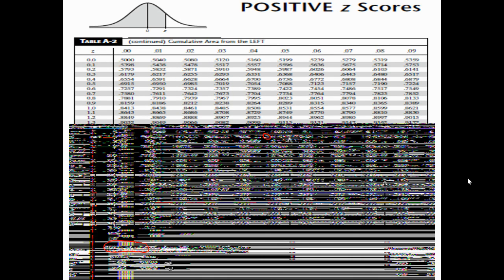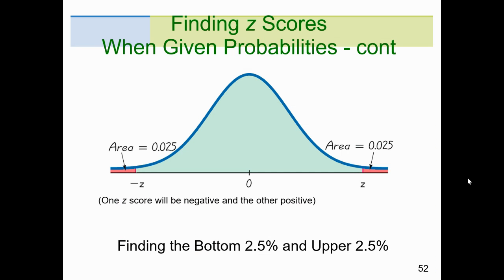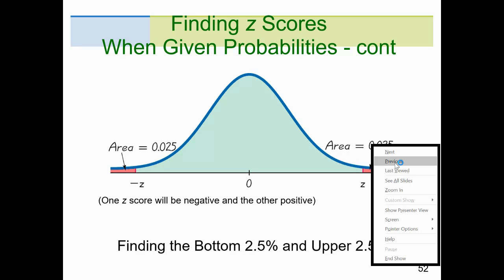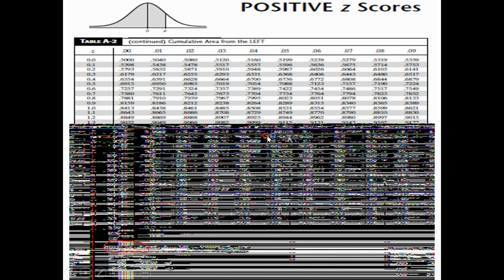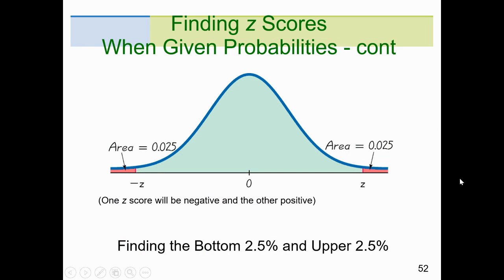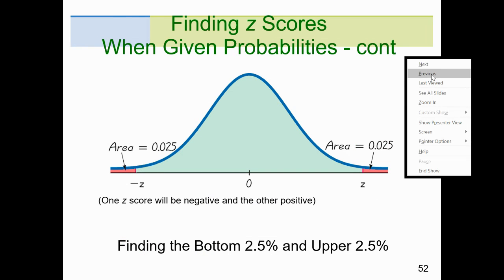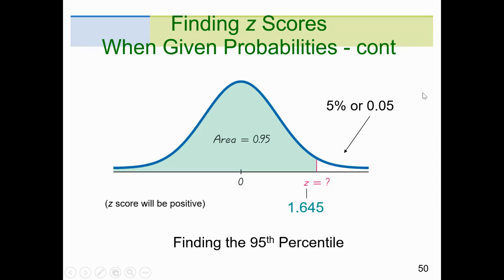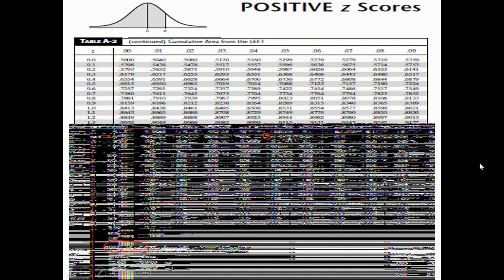I thought I had changed that. It should have been a better image of the z-scores. Let me just go back for a second. Yeah, that should have shown up. That should have given me the area of 0.95. That's what should have happened here. I should have found 0.95 here, and it would have given me that z-score. I apologize about that.